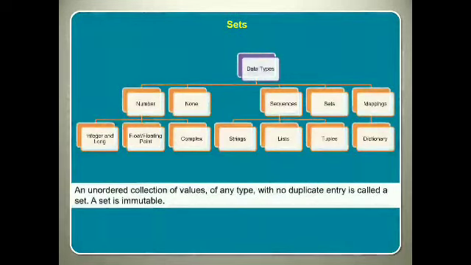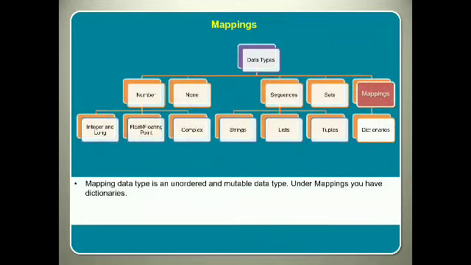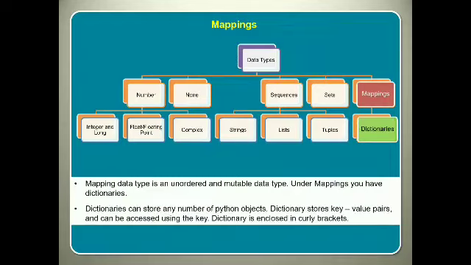A set is an unordered collection of values of any type with no duplicates. A set is immutable. Mapping data type is an unordered and mutable data type. Under mapping come dictionaries. A dictionary can store any number of Python objects. Dictionaries store key-value pairs and can be accessed using the key. A dictionary is enclosed in curly brackets.